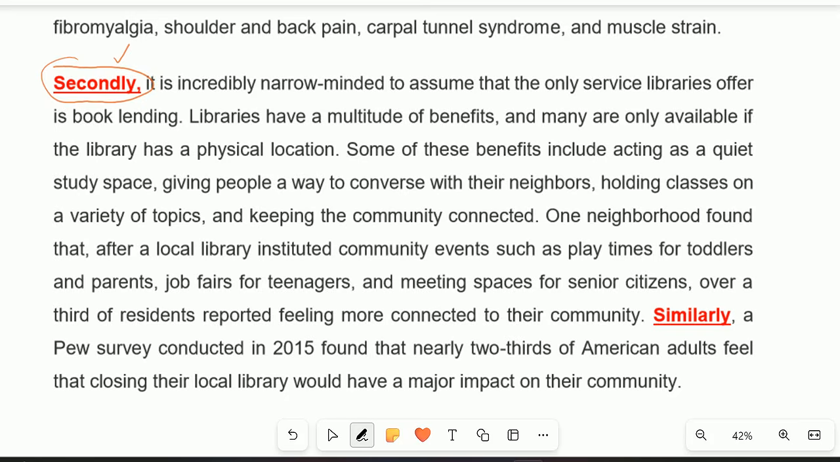One neighborhood found that after a local library instituted community events such as playtimes for toddlers and parents, job fairs for teenagers, and meeting spaces for senior citizens, over a third of residents reported feeling more connected to the community. And then again, to sum it up, because you still want to convey a sentence that shares the same sentiment as the argument stated prior, use another logical connector or linking word. Similarly, a Pew survey conducted in 2015 found that nearly two-thirds of American adults feel that closing their local library would have a major impact on their community.